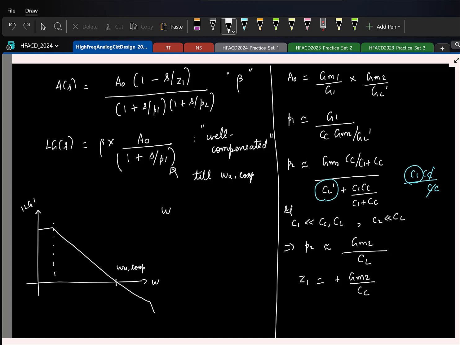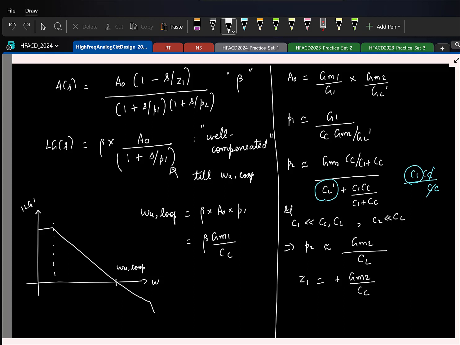So now for a first order system you very well know what this is. Beta times A naught times P1. So you have everything, A naught is here, P1 is here. What is the product of these two? So Gm2, these two go away, these two go away. What are you left with? You'll have beta times 1 by Cc.